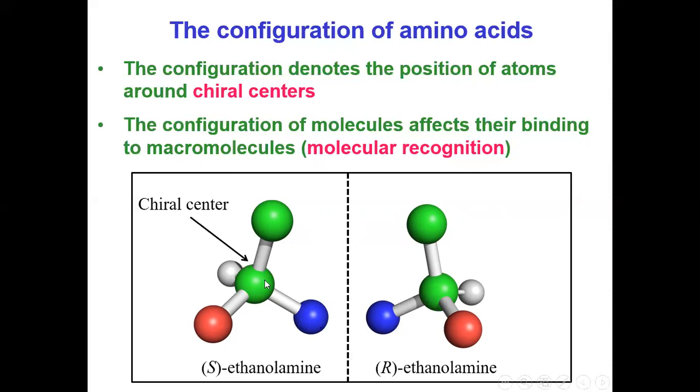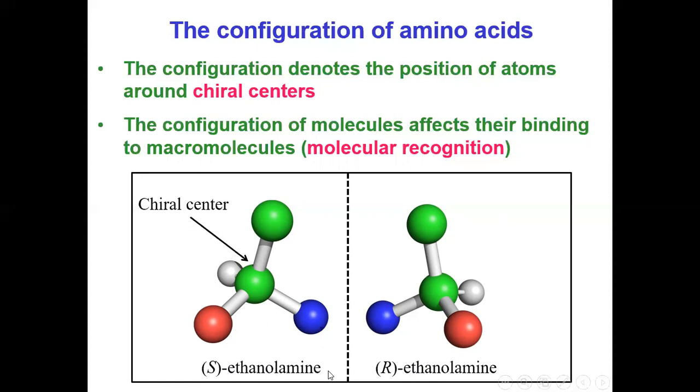So to distinguish between these 2 configurations, we can use 2 methods. The first one is called the absolute configuration, and there's a way to calculate it. We won't get into that. This method is used mainly by chemists, and the 2 configurations are denoted as S and R.